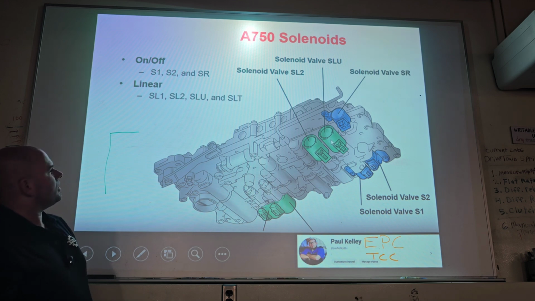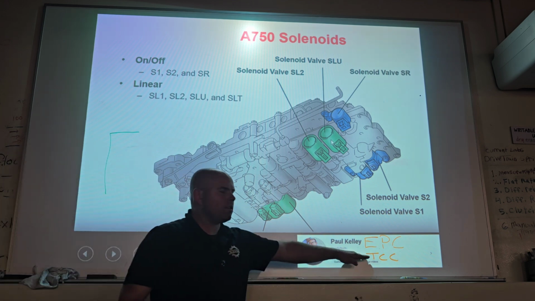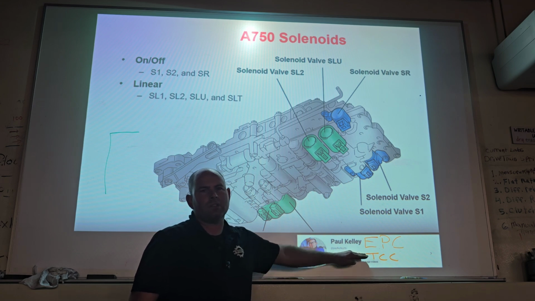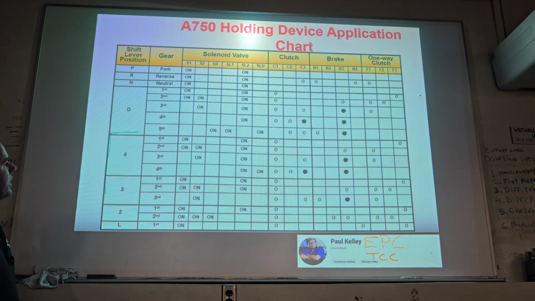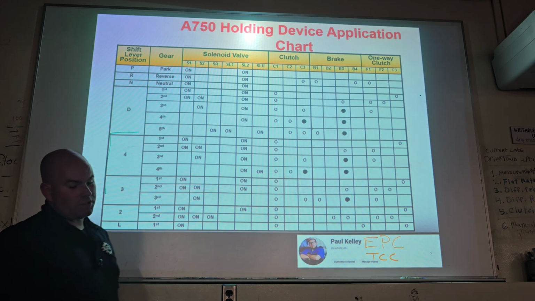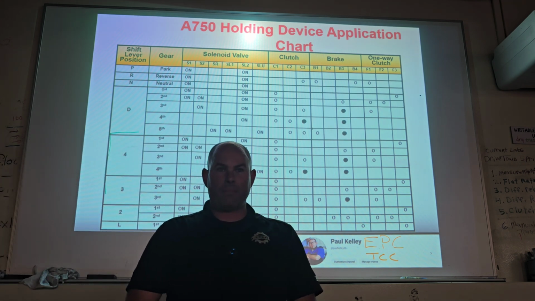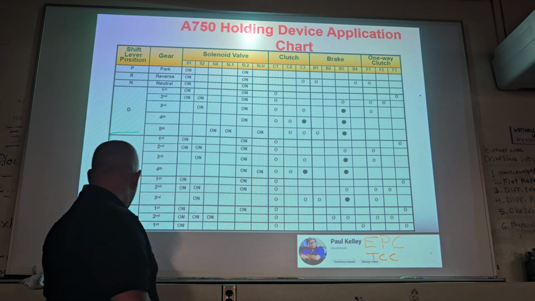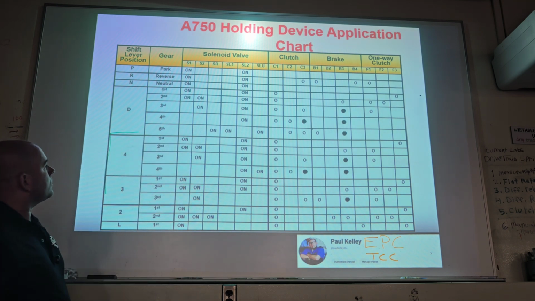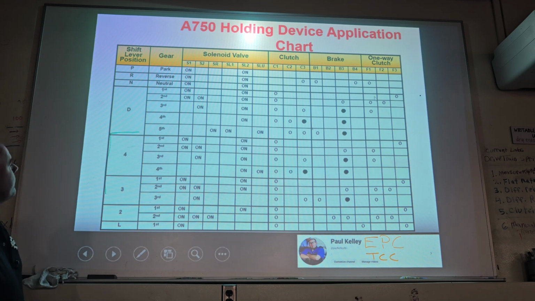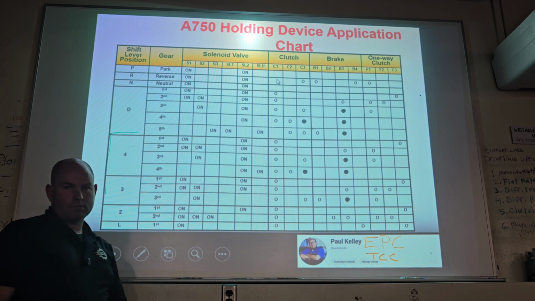Does anybody remember what SLU was? Torque converter clutch solenoid, TCC lockup solenoid. Cool. Now here's what that looks like on the 750. Remember I showed you some shift charts. You see how there's a lot more happening here? All right, so we're going to talk about the application devices, but we're also going to talk about shift solenoids. I'm going to tell you, if I had shift solenoid S2 go bad, what would this vehicle experience?